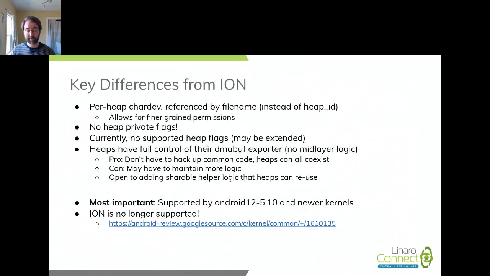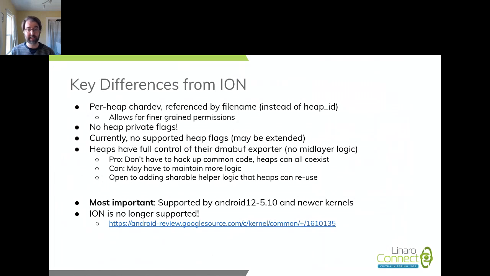Now, DMA BUF Heaps is very much descended from Ion and influenced by it, but there are some key differences to keep in mind. With Ion, we had the /dev/ion device that you'd open, and then with the allocation ioctl you'd specify a heap ID to tell it what heap you wanted to allocate memory from. With DMA BUF Heaps, we have per-heap character devices, so you can reference the heaps by file name. This is beneficial because it allows us to enumerate the heaps very simply. You can just look at the directory. And it also allows for finer-grained permissions, so that different heaps can have different access permissions.